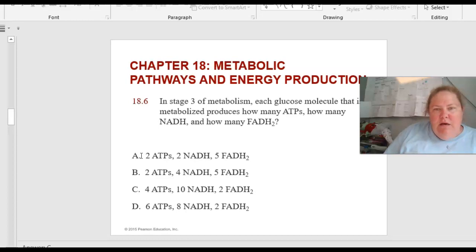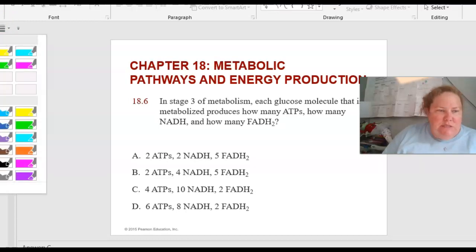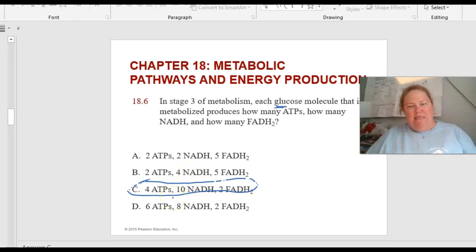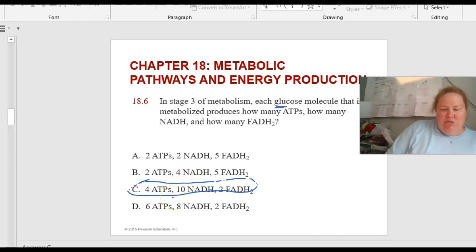In stage 3 of metabolism, each glucose molecule that is metabolized produces how many ATPs, how many NADHs, and how many FADH2s? Okay, and that would be where you'd have to again consult your book to figure out what they're saying are in the different steps. But also knowing the ATPs is going to really get you where you need to go. Okay, so in stage 3 metabolism, each glucose molecule is going to be producing 4 ATPs, 10 NADHs, and 2 FADH2s.